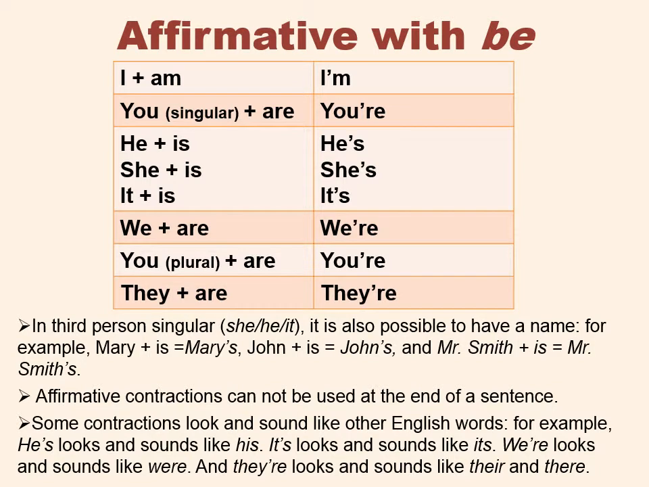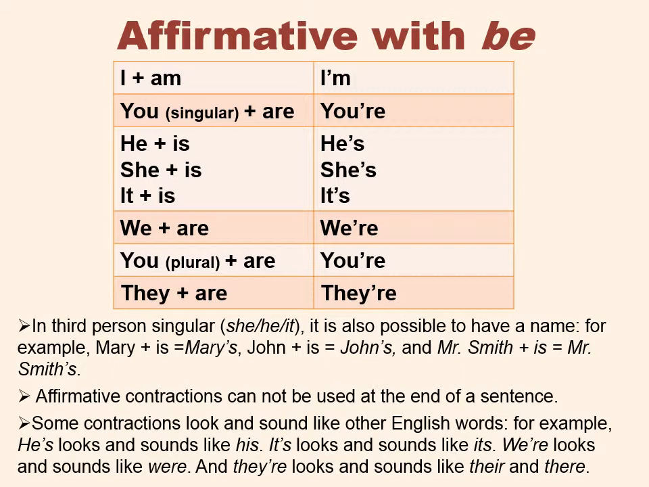Affirmative contractions with the verb be in the present tense. I am, I'm. You, singular, are, you're. He is, he's. She is, she's. It is, it's. We are, we're. You are, plural, you're. They are, they're.